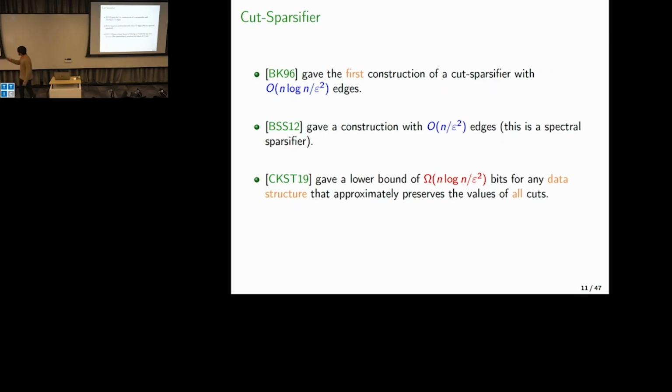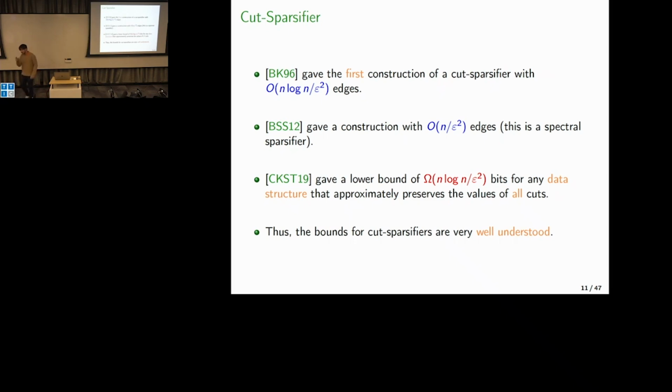So Carlson et al. said that you actually need the log factor in the lower bound as well. And over here, it's edges, and over here, it's bits. That's why you see a log here and not here. But they say not only for a cut sparsifier, which has to be a graph, they say any data structure that approximately preserves all cuts needs this much space. So the bounds here are very well understood, right?